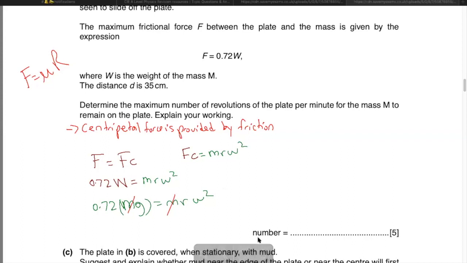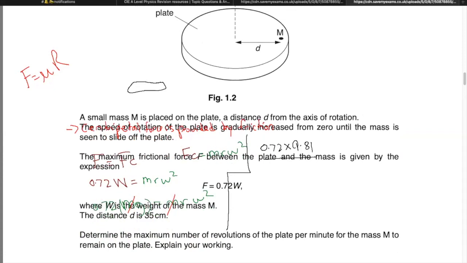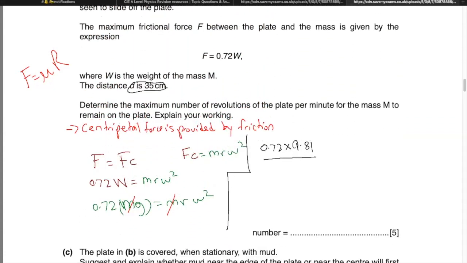Now, we're going to find omega. This is our first step. We want to find omega. Then we're going to find the revolution or whatever. Okay, so now I know that g is 9.81, right? So 0.72 multiplied by 9.81 divided by r, the radius. Now, you know that distance d is 35 centimeters. But first, we want to make sure that this distance is actually the radius and not the diameter. Okay, this is the radius. And you guys should also know that whenever we do calculations in A-level physics, A2 physics, mind it, we use meters.